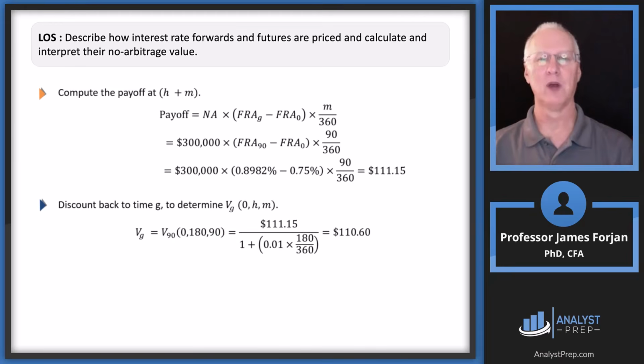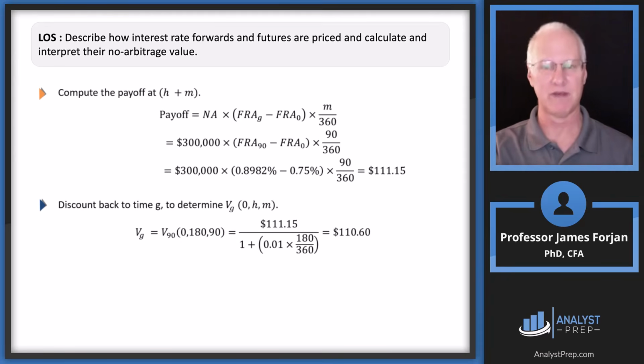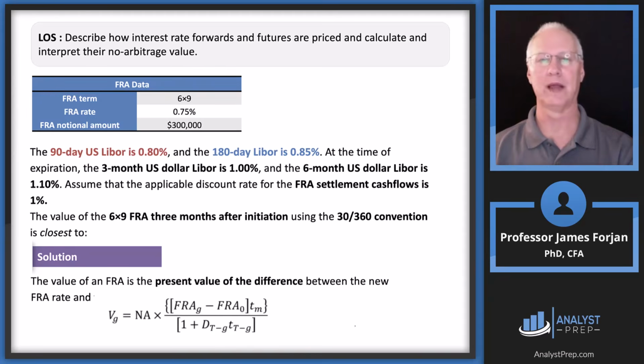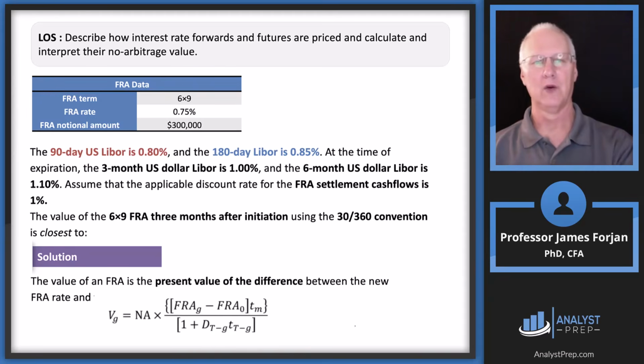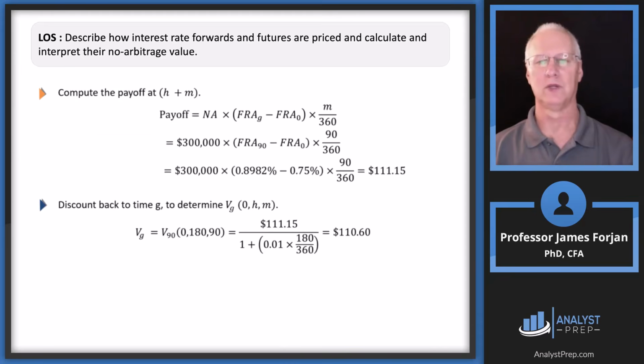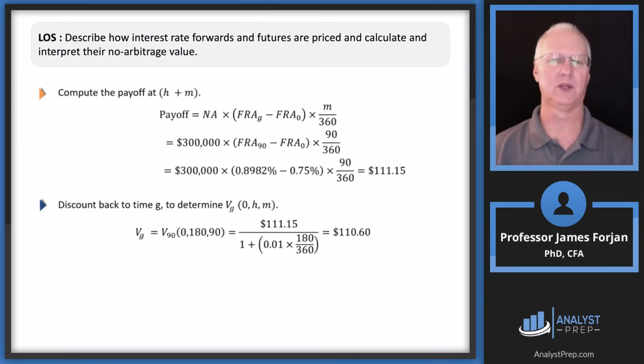To get the value, we're just going to take the difference between those two: 0.8982 minus the 0.75. Then we adjust it for the M, so there's 90 days over 360 times that 300,000. That gives us 111. Then we need to discount that back at the 1%. Where did we get that 1%? Go back here: assume the applicable discount rate for the FRA settlement cash flows is 1%. So discount that at 1% over the half year, and you get the 110.60.